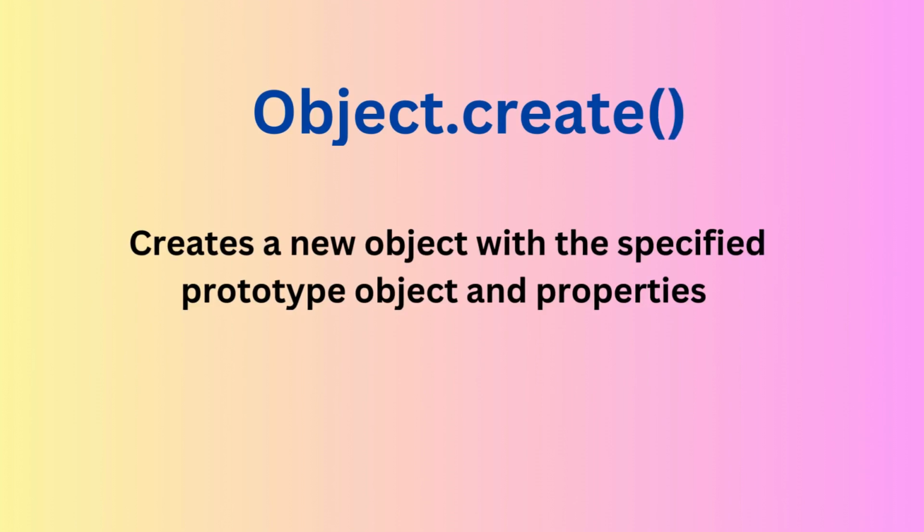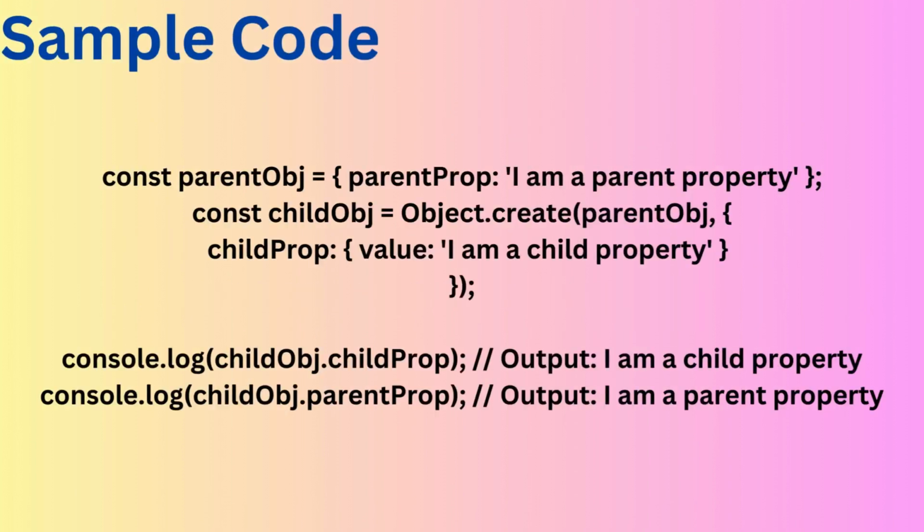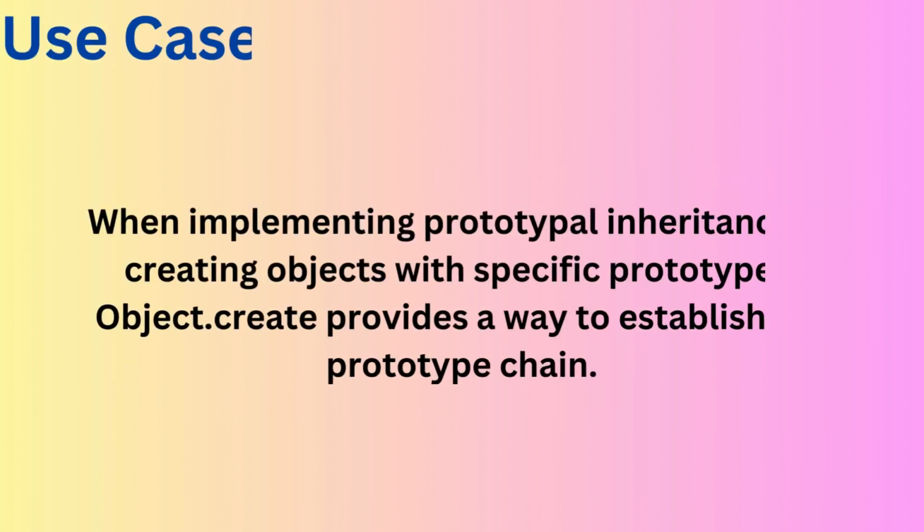Object.create creates a new object with the specified prototype object and properties. Use case: when implementing prototypal inheritance or creating objects with specific prototypes, Object.create provides a way to establish the prototype chain.